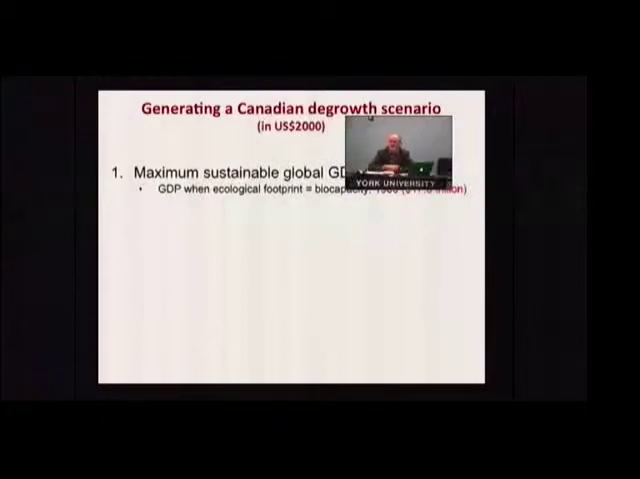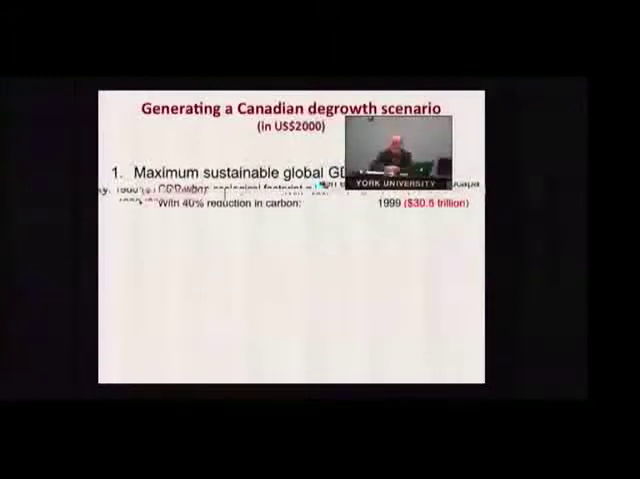So in 1980, the ecological footprint just about equaled the biocapacity of the planet. So I picked the GDP of that year as an initial indication of what a sustainable global GDP might look like. But since the ecological footprint consists of a lot of carbon, and I think we've got some means of getting rid of carbon, I said, well, if we got rid of 40% of the carbon emissions by 2035, then we could have a global GDP more like the one we had in 1999. So I upgraded the global GDP to about 30.5 trillion.